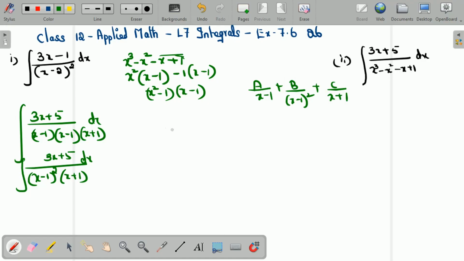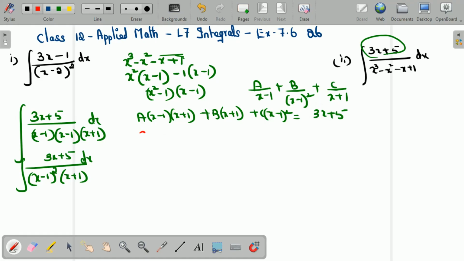So if you cross multiply, this is a into (x minus 1) into (x plus 1) plus b into (x plus 1) plus c into (x minus 1) the whole squared is equal to the numerator here, which is 3x plus 5. So let's start to put the values for x here. So if I put x is equal to 1, term a and term c will vanish. So b into 2 is equal to 3 into 1 is 3 plus 5 is 8. 2b is equal to 8, so which means b is equal to 4.